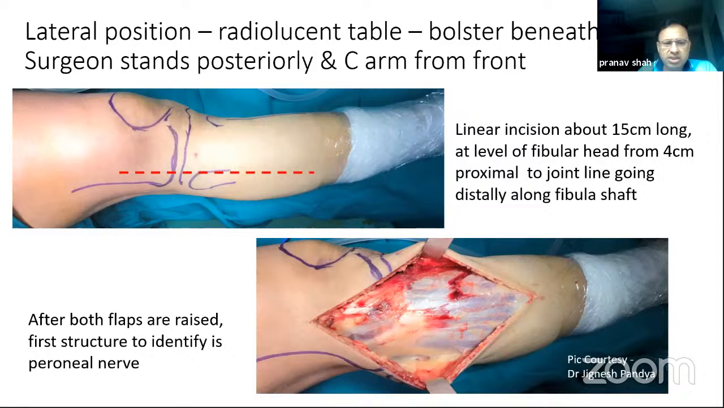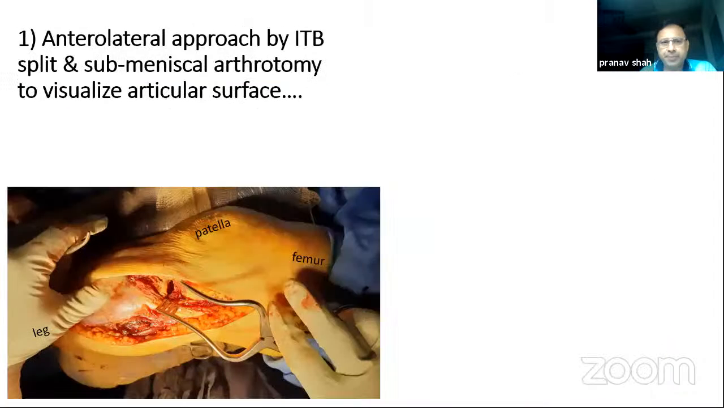The most important structure to be identified immediately after the skin incision and raising the flaps is the peroneal nerve. And it is quite superficial. And so we have to be very careful that we don't damage the peroneal nerve. As you can see, it has been highlighted in this picture.